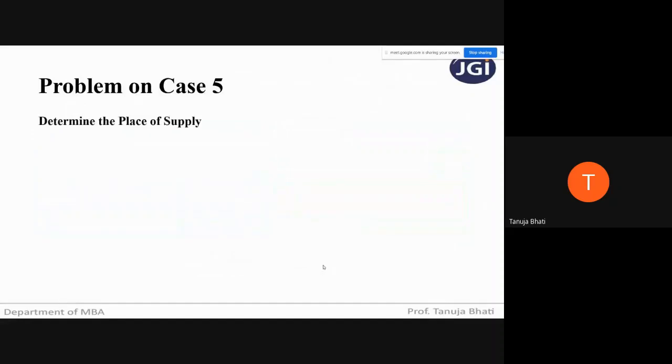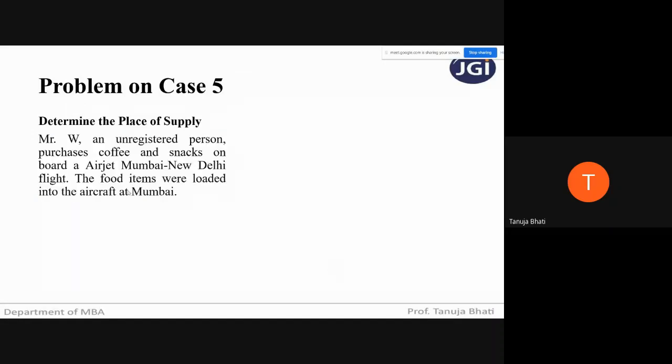So this solution again is going to be given by all. Determine the place of supply. Mr. W, an unregistered person, purchases coffee and snacks on board an airjet from Mumbai to New Delhi. The food items were loaded into the aircraft at Mumbai.